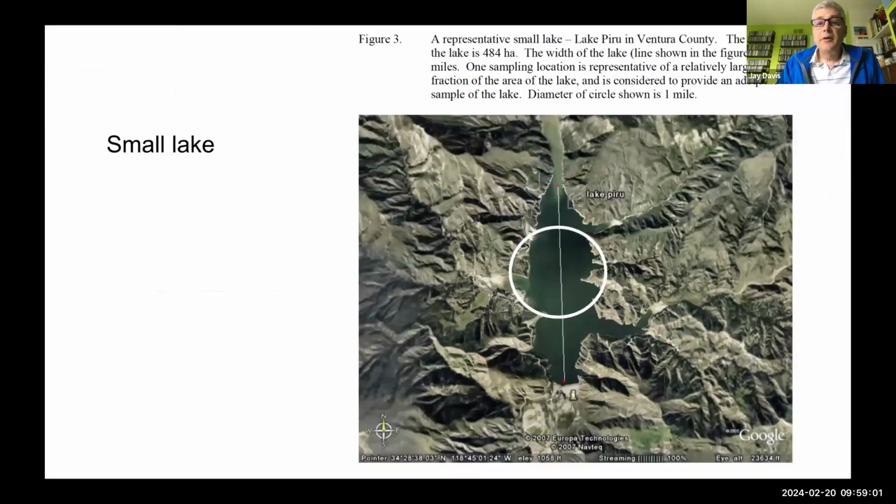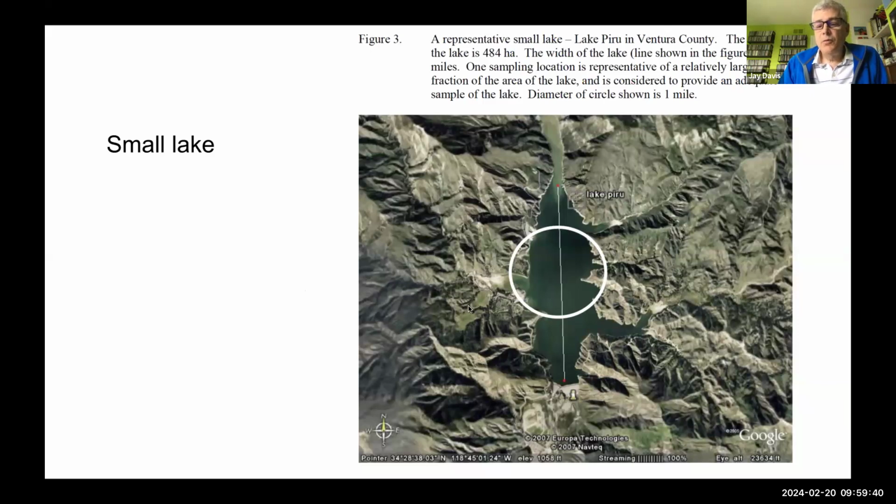So this is an example of a representative small lake, Lake Piru in Ventura County. This is 484 hectares. The diameter of this circle is 1 mile, and it's the same for the next 3 maps that I'm going to show for larger lakes. So for a small lake, one sample location is considered to be representative enough of the lake as a whole. So for small lakes, we sample one location.